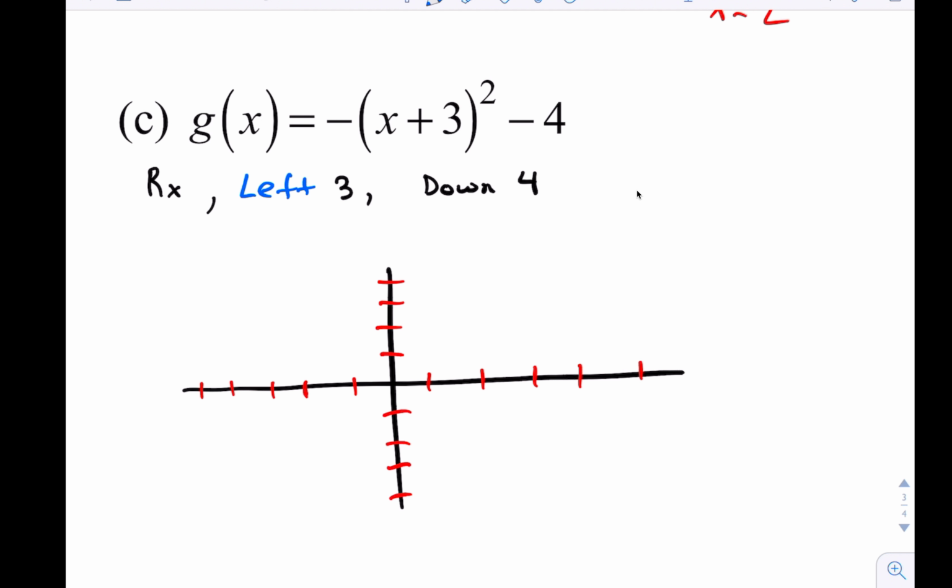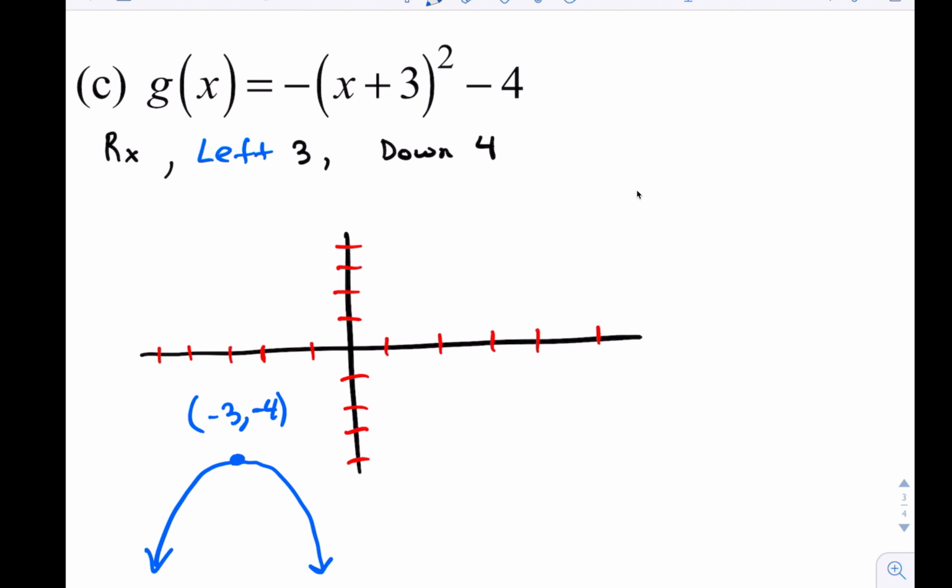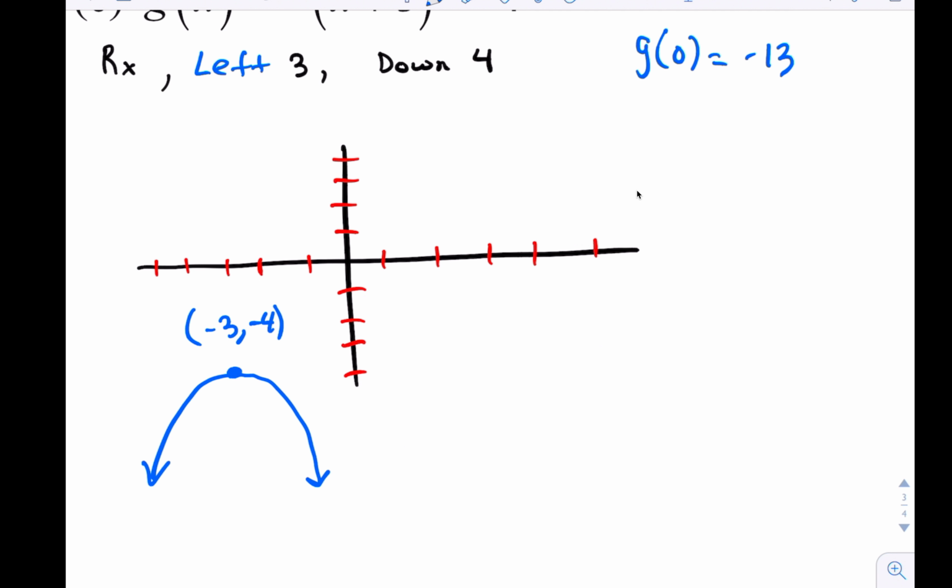Okay, so let's figure this out. So left 3 and then down 4. Go about there. Okay, so that is negative 3, negative 4. All right, I'm going to draw my quadratic. Looks like that. And again, it's always nice to have another point on there. So I'm going to do the y-intercept again. So when I plug in 0 for x, I get negative 9 minus 4, which is negative 13. Okay, which is going to be somewhere, obviously down below my screen.